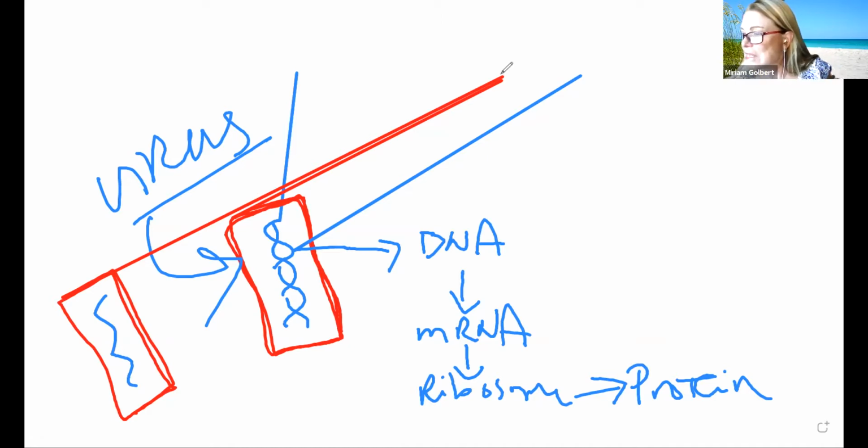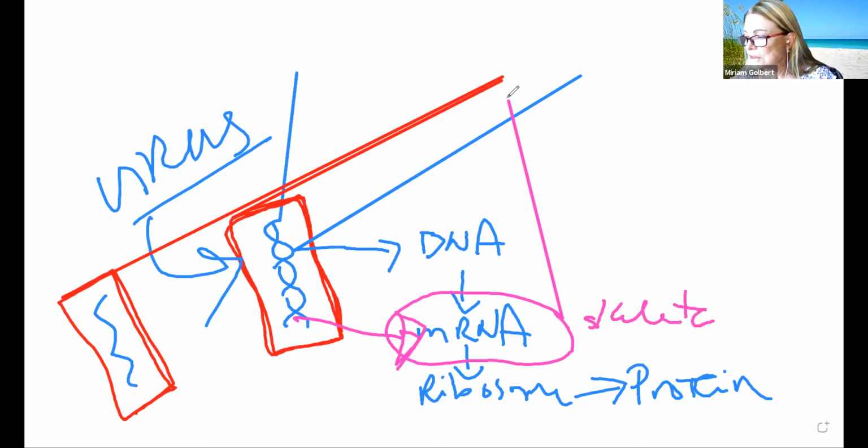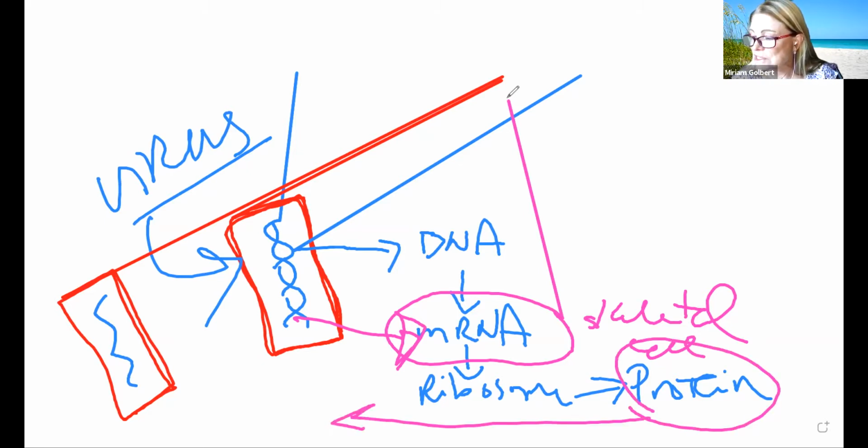So in our case, the vaccine that we get is giving us just the messenger RNA. This is the viral messenger RNA. For us, it's an unknown thing. It's a non-self. So when it gets into your skeletal muscle cell, then you start making these viral proteins. And that's what's going to cause our immune system to start making antibodies against the virus.